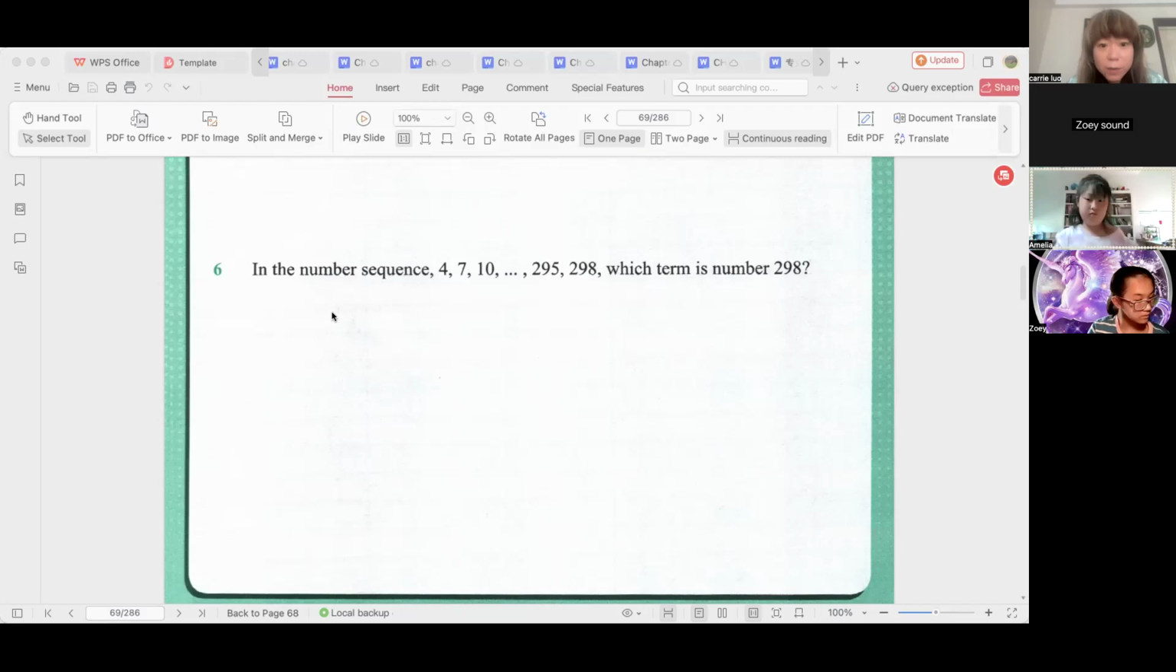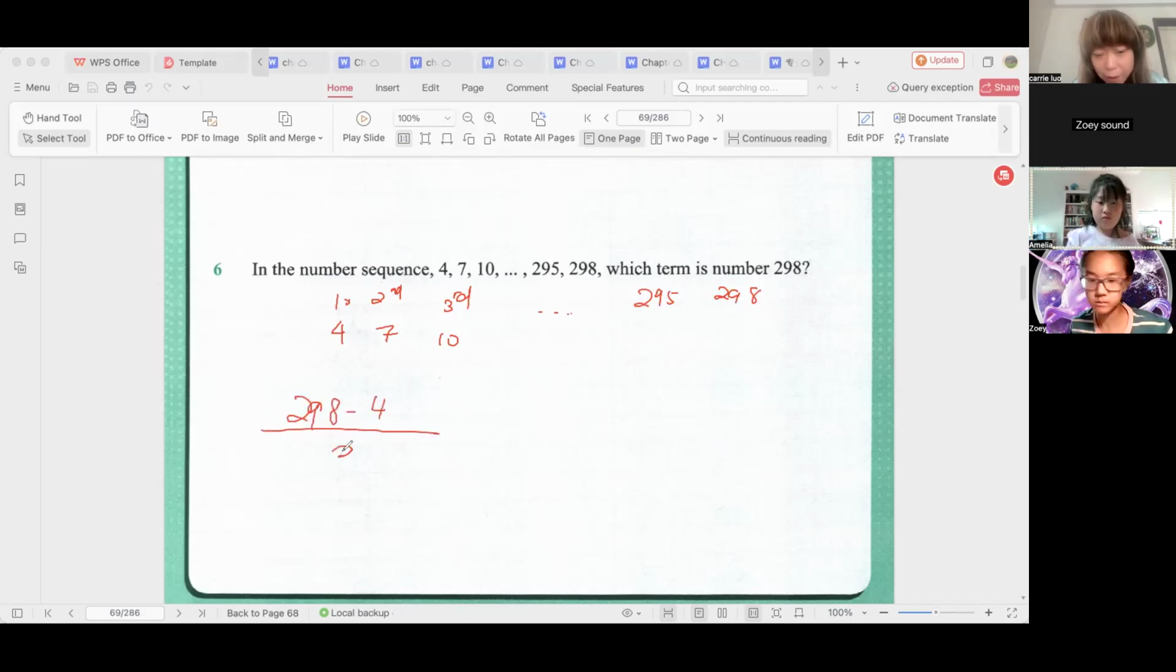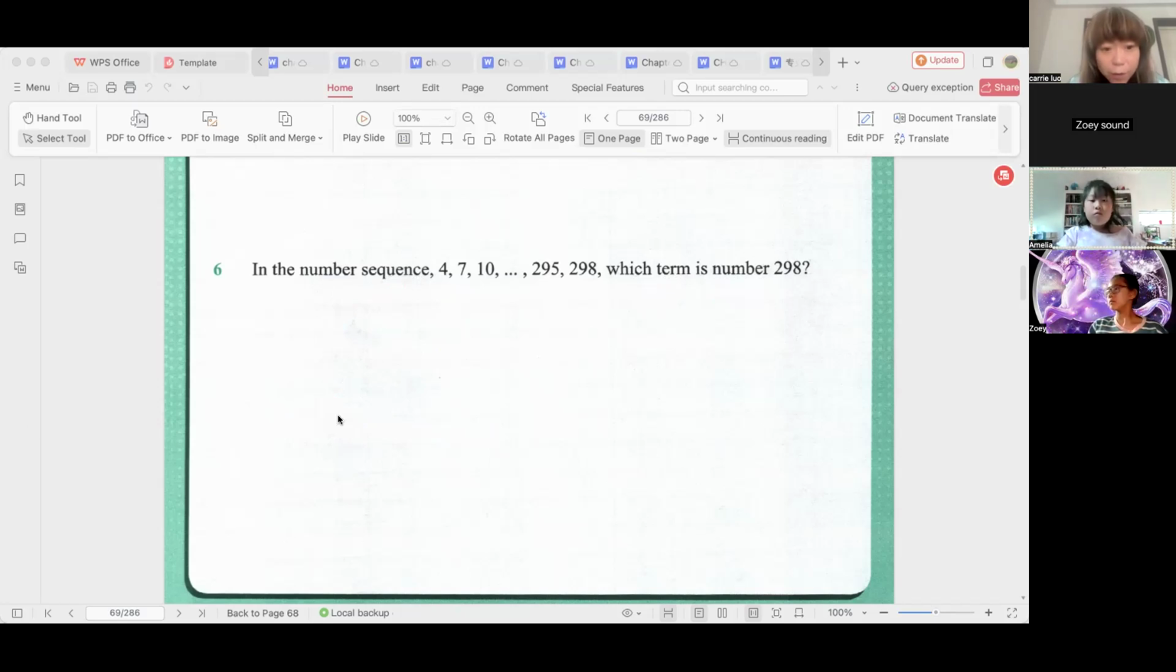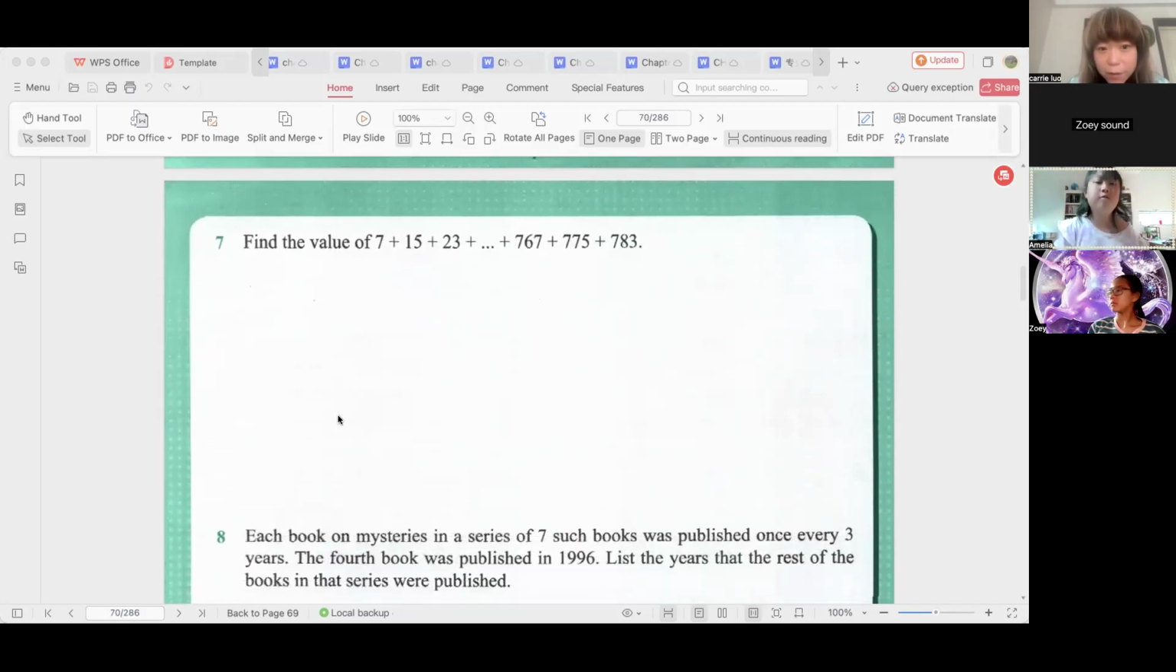So let's take a look at this one, the number sequence. The first one, remember I said the first one equals 4, right? So we just write on. The second one is 7. The third one is 10. And this one's 295 and 298, right? So which term's a number? The last one minus first one divided by the difference plus 1, right? Did you have the same formula as me? Okay. If you're the same, let's move forward to the next one.